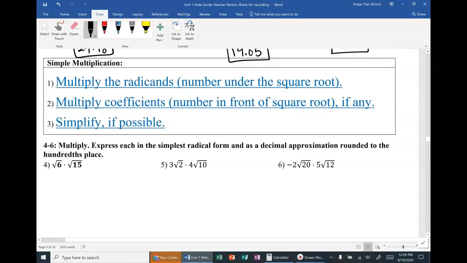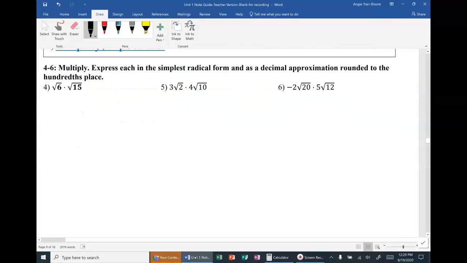Now we are moving on to simple multiplication. Again, in multiplying, you will multiply the radicand. You will multiply the coefficients, and then once you're done, simplify. Similar directions to earlier, you're going to multiply, express your answer in the simplest radical form as well as decimal approximation to the hundredths place. In this case, we do have coefficients. They just happen to be 1.